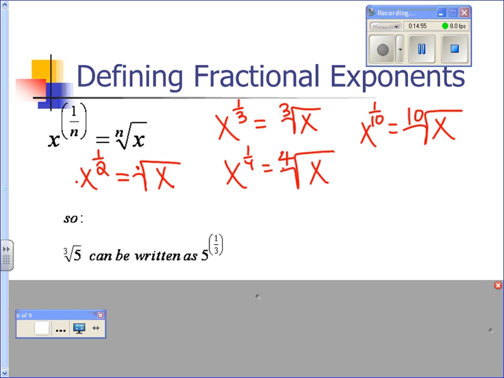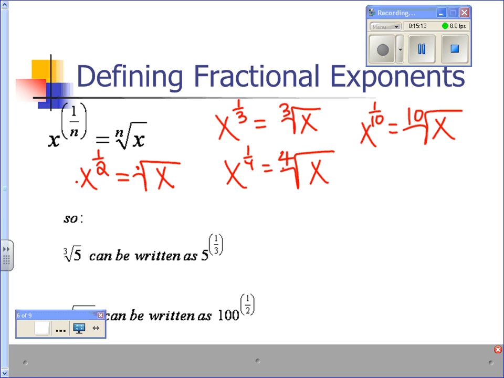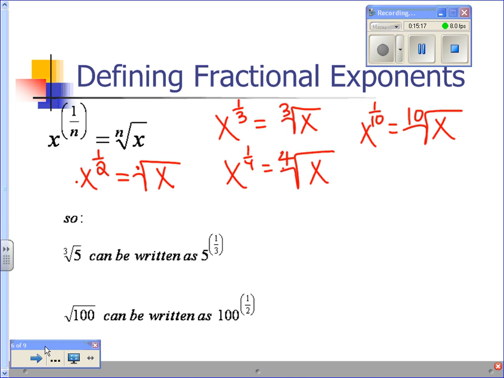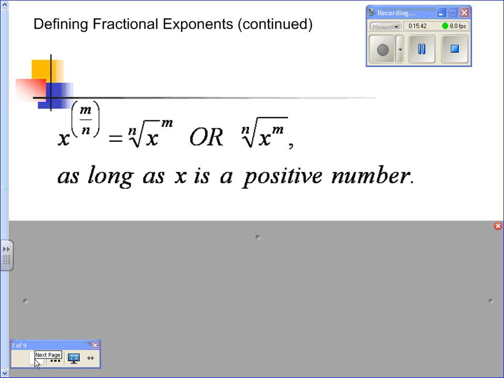This, the cube root of 5, can be written as 5 to the 1/3. It's backwards, yeah. So do you see where the cube root of 5 becomes 5 to the 1/3? The square root of 100, well, you know that's 10, right? But it's the same thing as 100 to the 1/2. On the radical, square root is what the symbol means automatically. You don't want to put the 2. It's not needed.